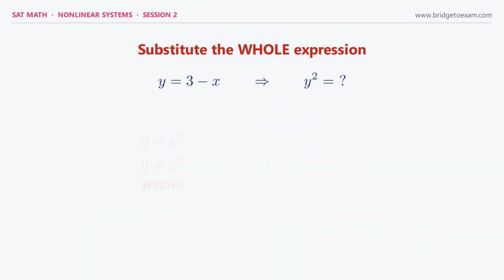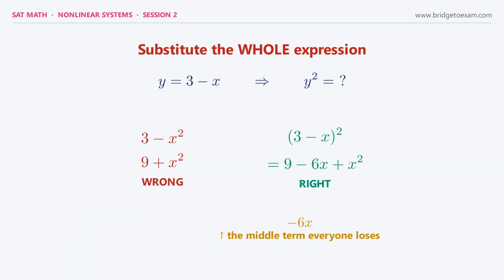Now, the trap that costs more points than any other in this topic. When you substitute, you must replace the variable with the entire expression, wrapped in parentheses. Suppose y equals 3 minus x, and you need y squared. Then y squared is the quantity (3 minus x) squared. It is not 3 minus x squared, and it is definitely not 9 plus x squared.